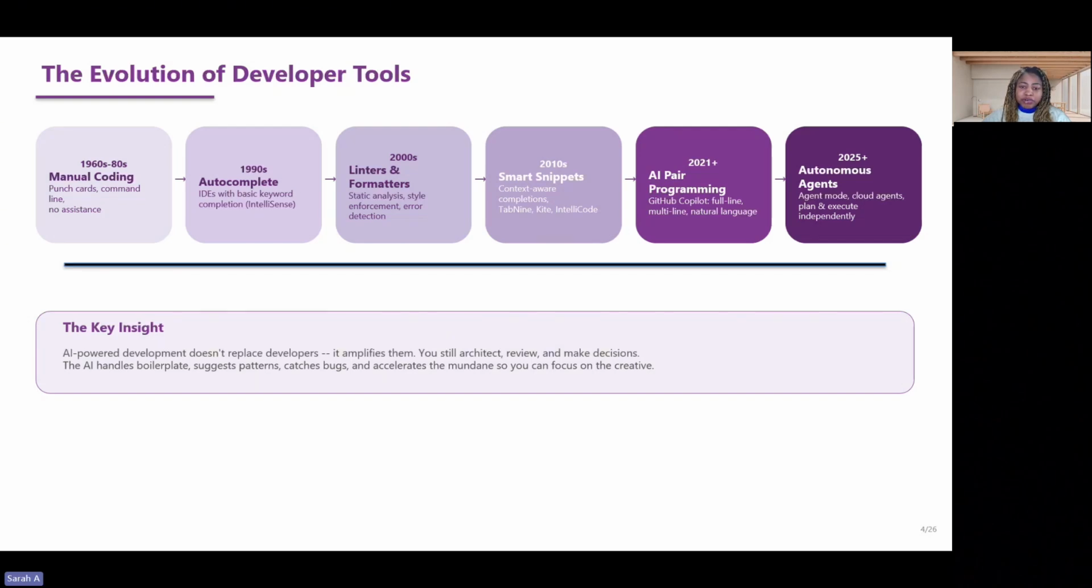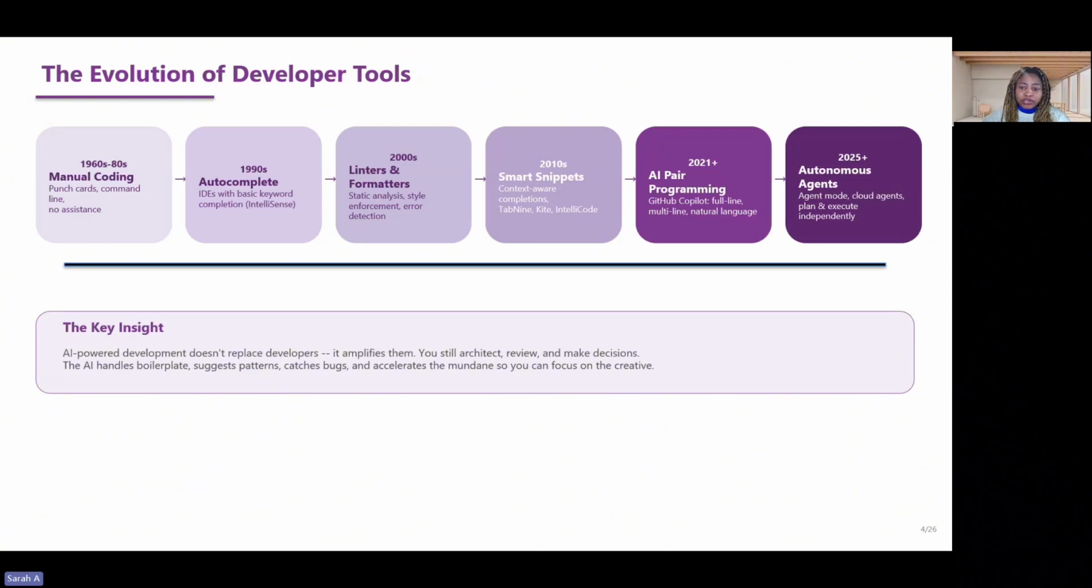Now, the 2010s brought some context-aware smart completion. Tools like Tabnine and IntelliCode were using machine learning trained on public code to predict what you are going to type next. They were smarter than keyword matching, but they were still limited to short single-line completions. They could not write a function for you.